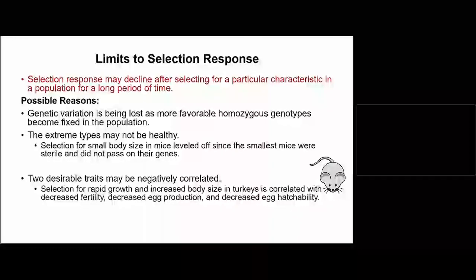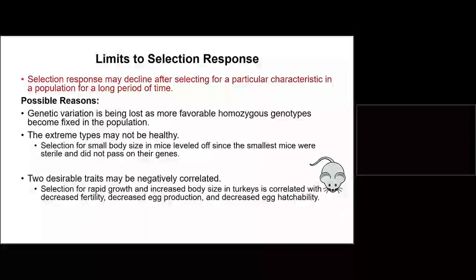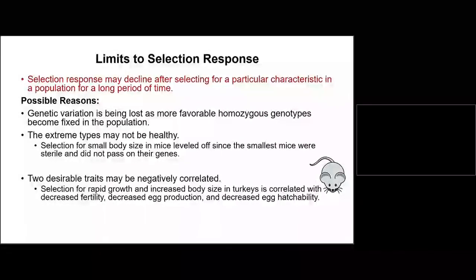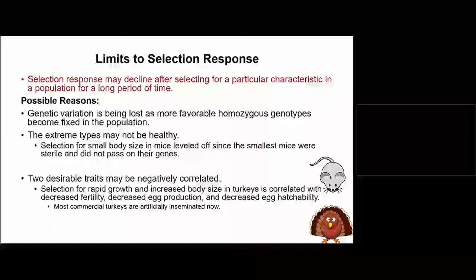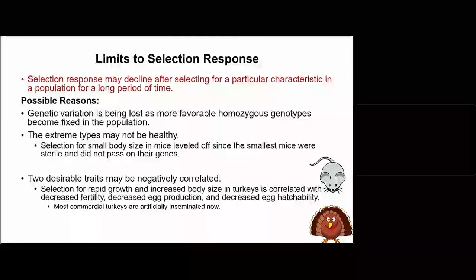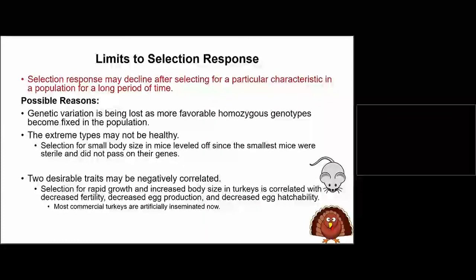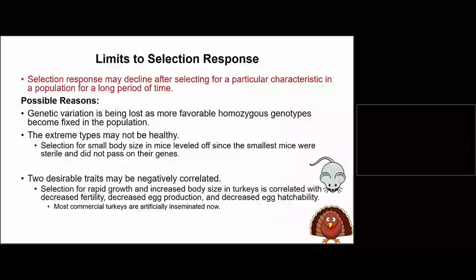But that can be a problem, because you need more turkeys. You don't want just the one turkey. You want more turkeys after that one turkey. So we do need eggs to be produced. Most commercial turkeys have to be artificially inseminated, and other means are used to get the offspring, because of the negative correlation between body size and fertility.